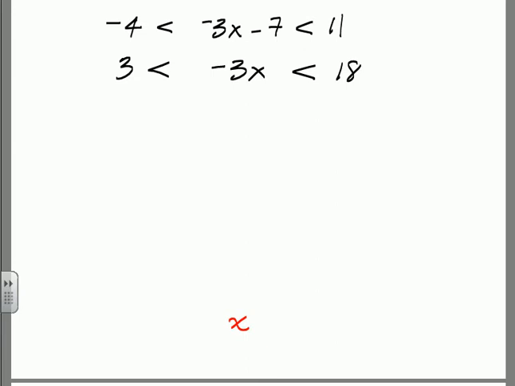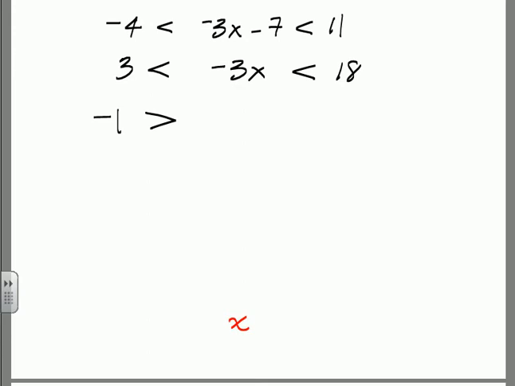Ding, ding, ding, ding, ding. Did you hear that? We're dividing everybody by -3. So it still works that when we multiply or divide by a negative with an inequality, we have to change the direction. So let's start this. 3 over here divided by -3 is going to be a -1. We've got to change the direction of the inequality because we divided by a negative.